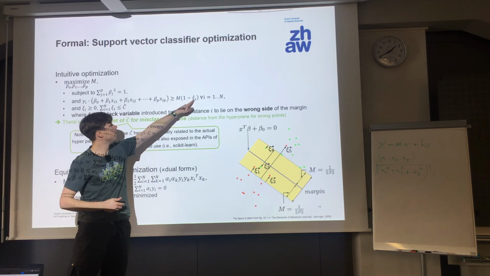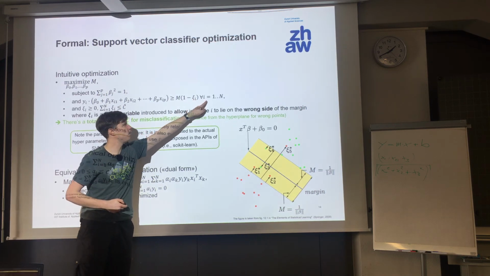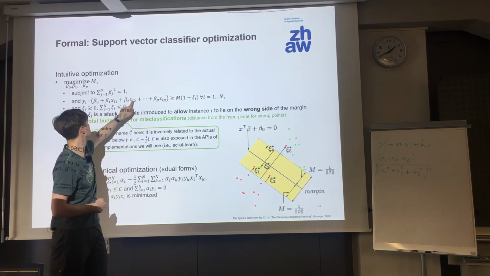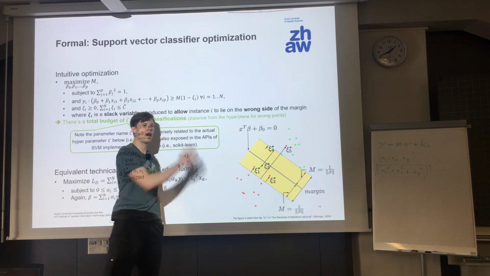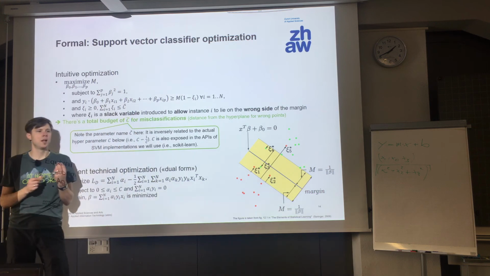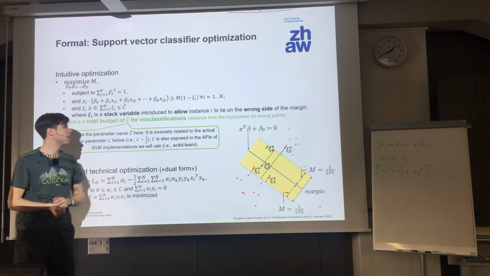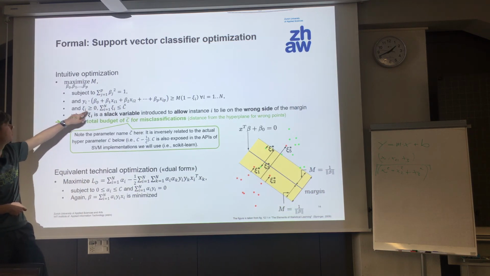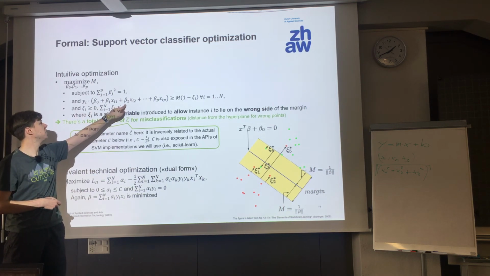These C variables are indexed by i, meaning we have a C variable for every instance in our data set. It's the same index we have here for the data points x. So we have a slack variable C for every instance of the data points. And you can think of this C as a budget that you have for misclassifications. And the overall budget, this is the third constraint here, is given by a parameter C tilde.